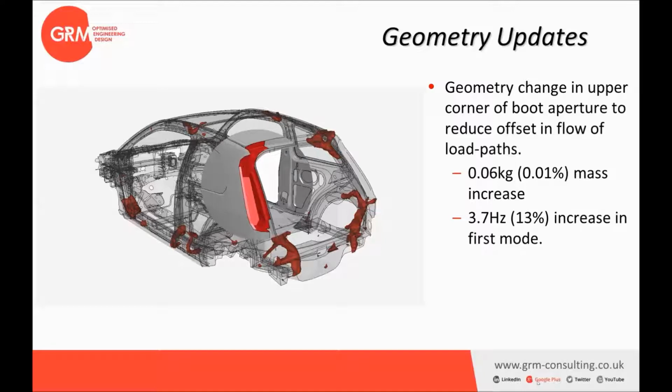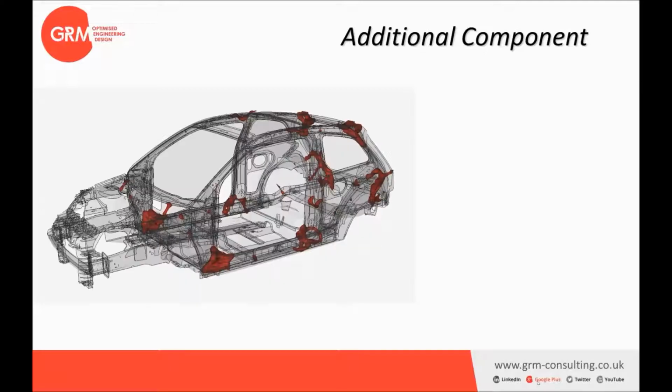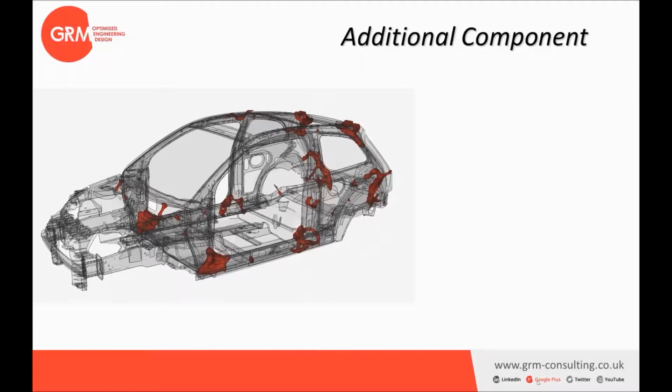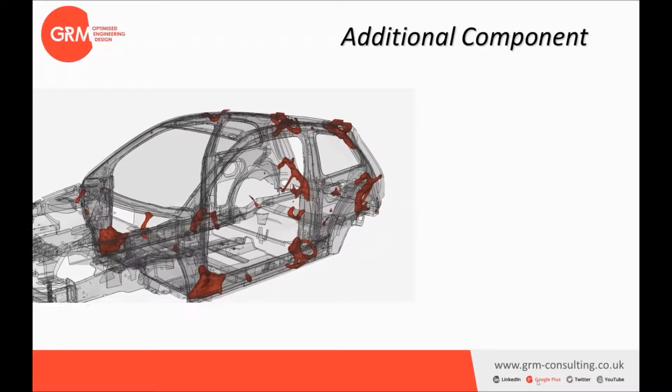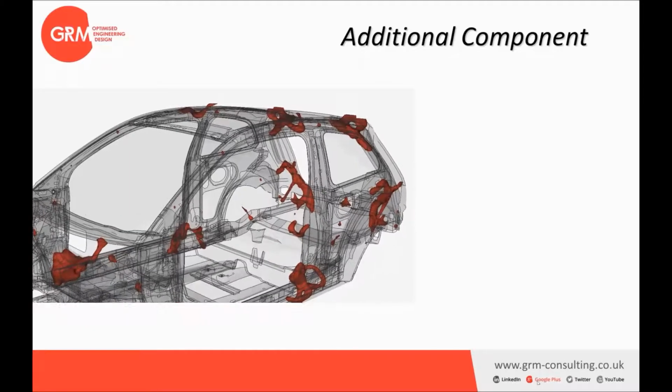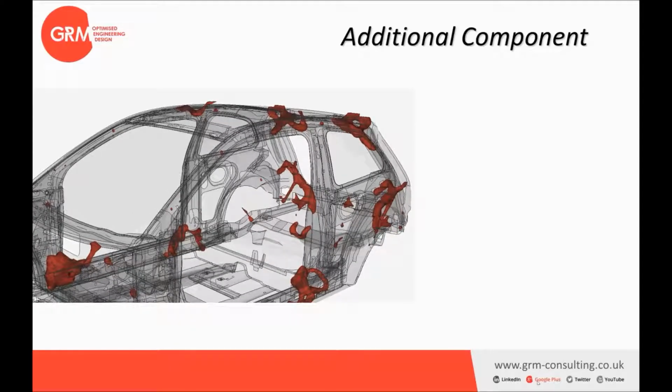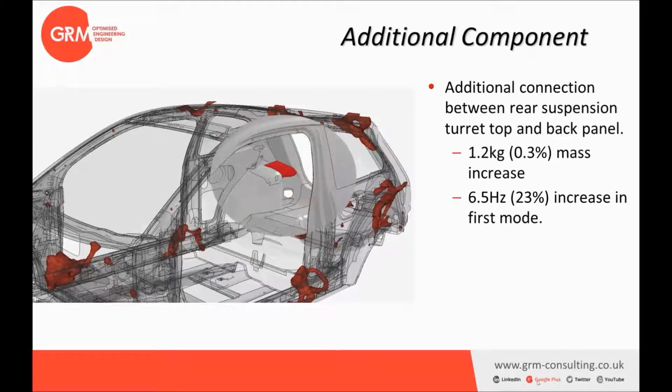This has increased the first mode by 30% without almost adding any mass. Finally, looking at the rear suspension turret top, you can see that there is some material there that is trying to connect the turret top to the back panel. Because of this, we have added a new part which has increased the first mode by 23% but added 1.2 kilo to the structure.